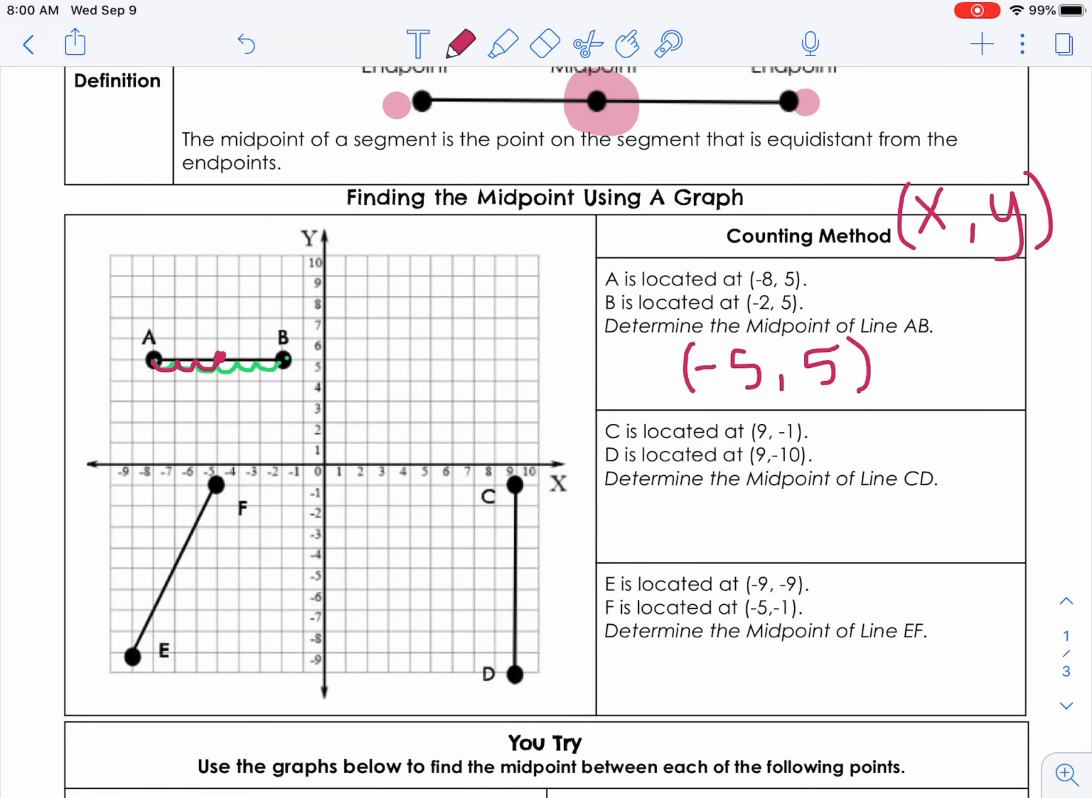All right, C is located at 9, -1. So we're going to look at 9, -1. And D is located at 9, -10. Determine the midpoint of line CD. So we can count again. These are 1, 2, 3, 4, 5, 6, 7, 8, 9 units apart. So halfway of 9 would be 4.5 units.